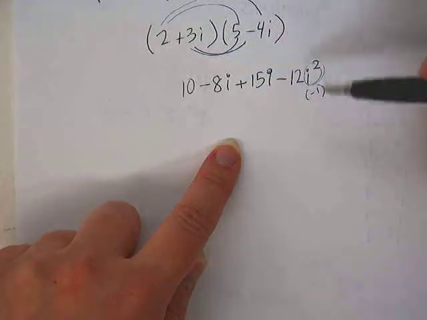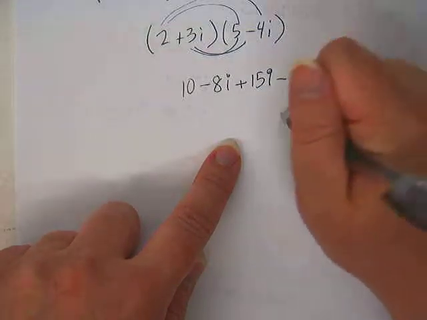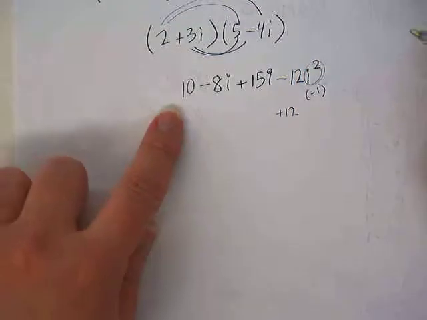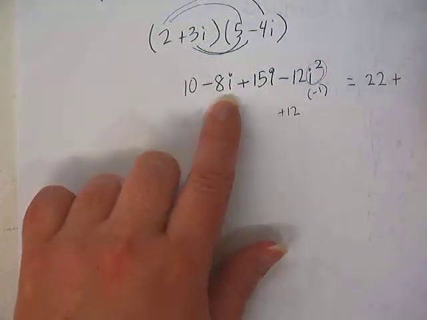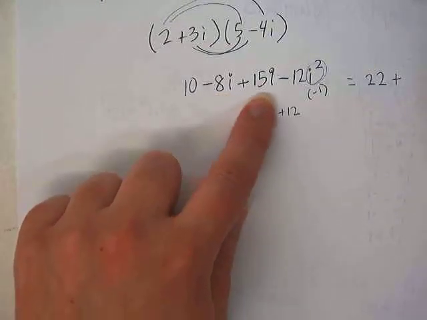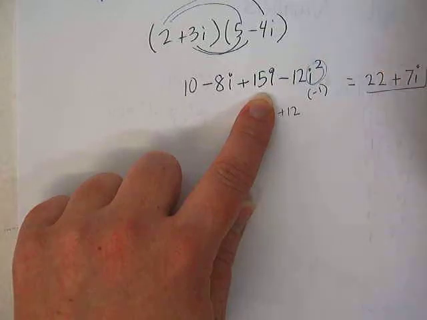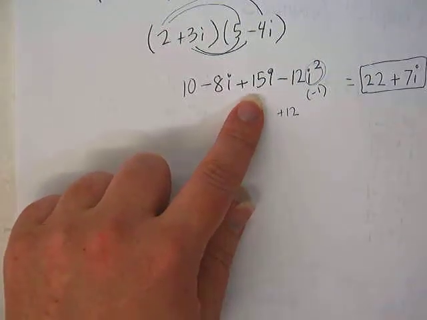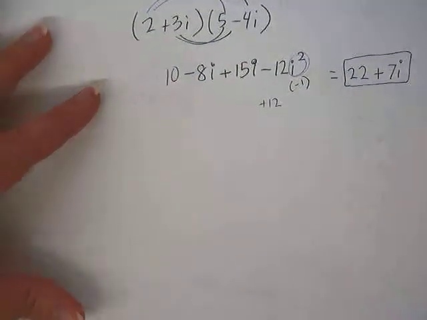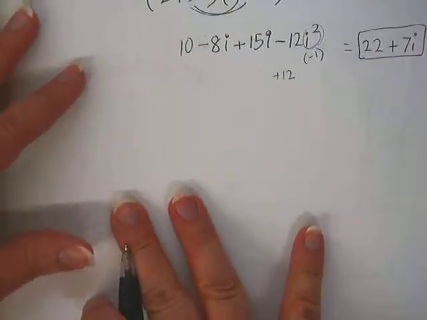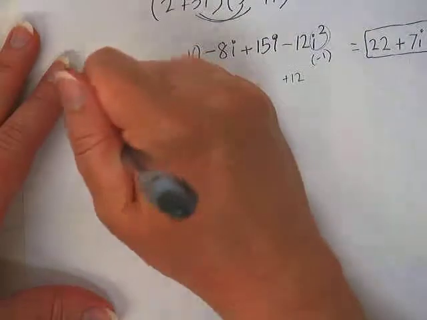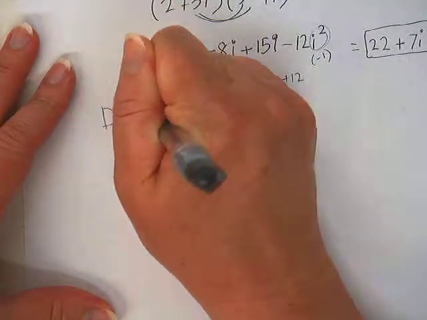Okay, well we want to get this back down to a standard form, so we don't want any squareds like this. Remember, an i squared simply equals negative 1. So this will turn this negative 12 into a positive 12. So now if we combine like terms, we have 10 plus 12 is 22. There's the real part of our answer. And then negative 8i plus 15i is positive 7i. And there's our complex number in standard form, even after multiplying.